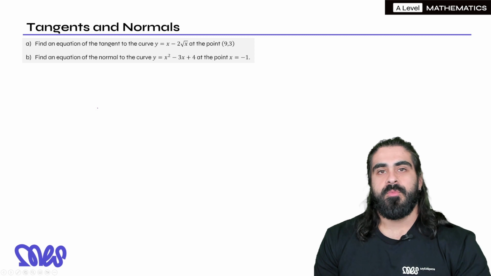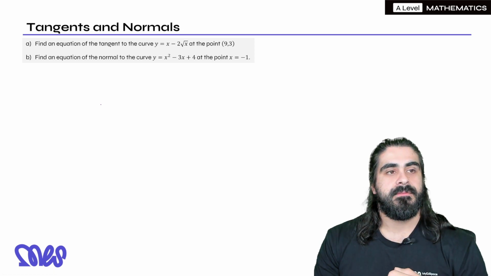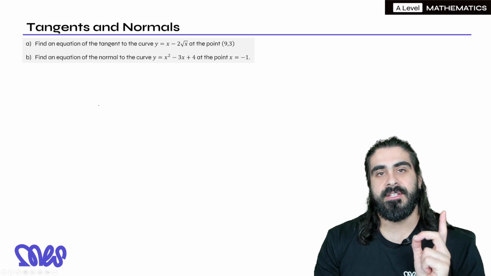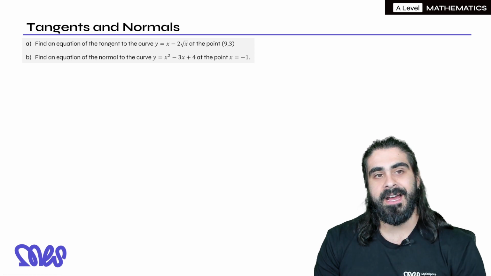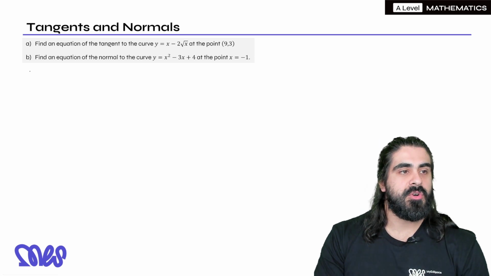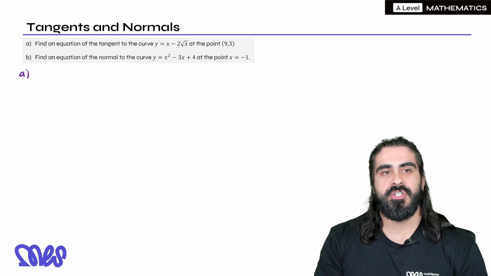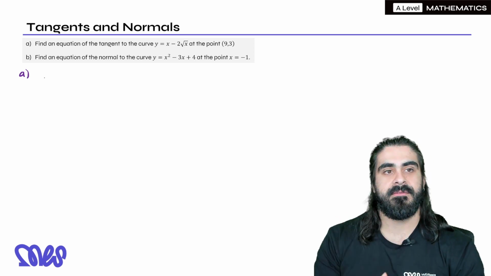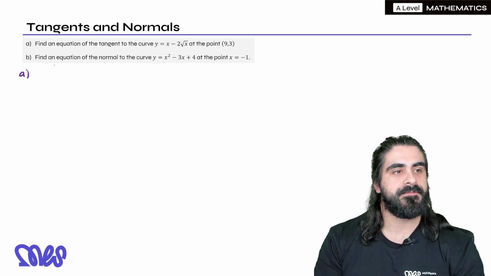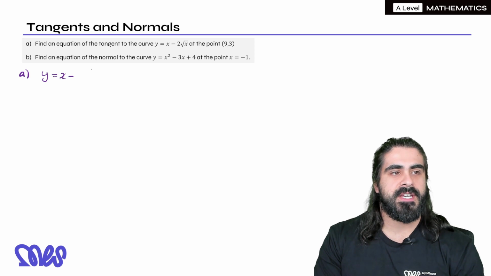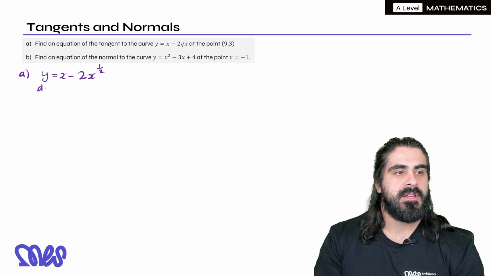Well, with any line, we need to know its gradient. But we know the gradient of that tangent is going to be the same as the gradient of the curve at the point 9, 3. So all we do is we find the gradient of this function by differentiating. We know finding the gradient, the link is to differentiate. The first thing we need to do is rewrite root x as x to the power half, as a power function. Then we're going to differentiate.